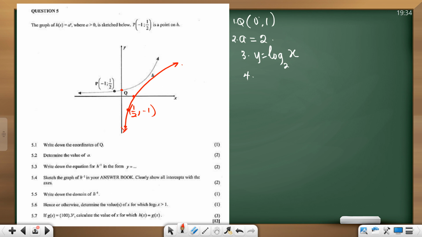Write down the domain of the inverse. What do you think? What would be the domain? X values. X is greater than 0. Number 6. Hence or otherwise, determine the values of x for which log base 2 of x is great. This one is straightforward. Remember, it's a base. It's 2 to the power 1.